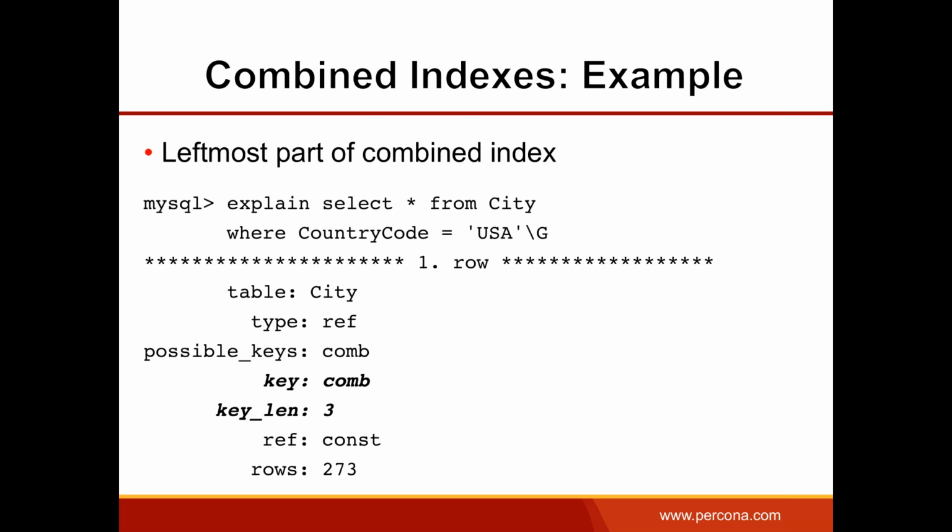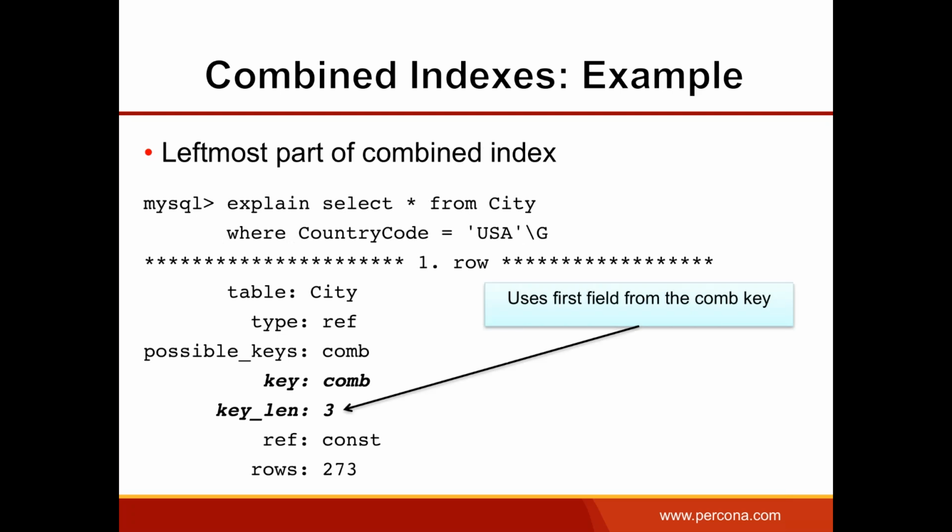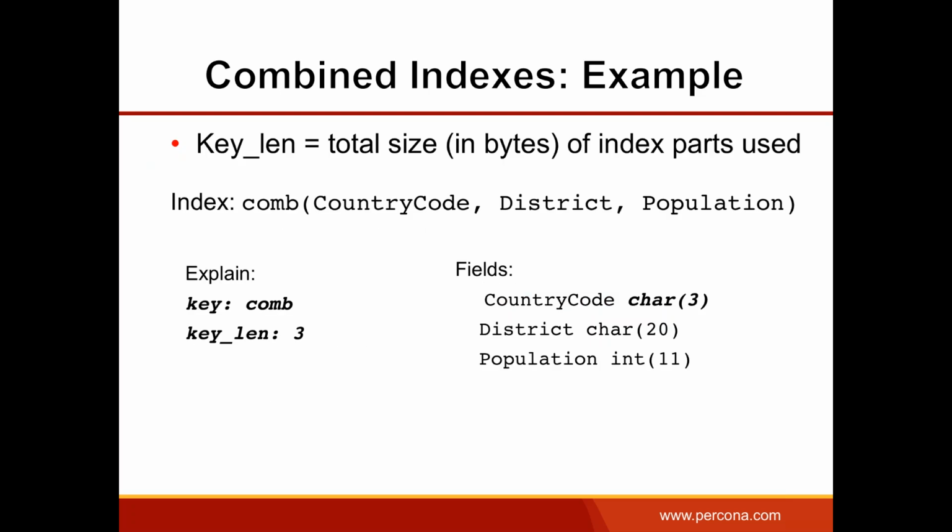If we specify the country code, then MySQL can use the first field out of the combined index, the leftmost part of the combined index. How do we know that? We know it from looking at the explain output and seeing the key length. Here the key length is 3. That means that MySQL is using the first field. So how do we know that again? We can do some basic math. Key length will specify the total size in bytes of all index parts that MySQL will use.